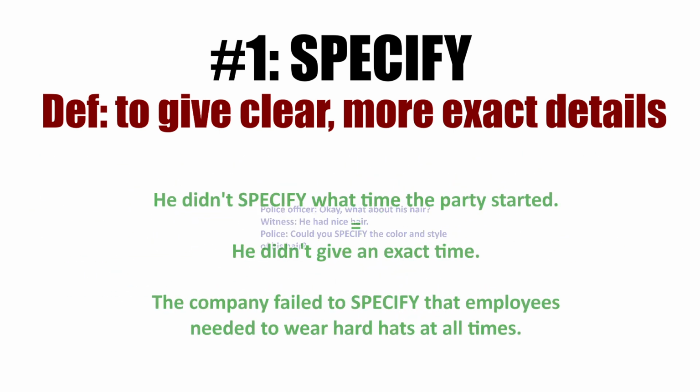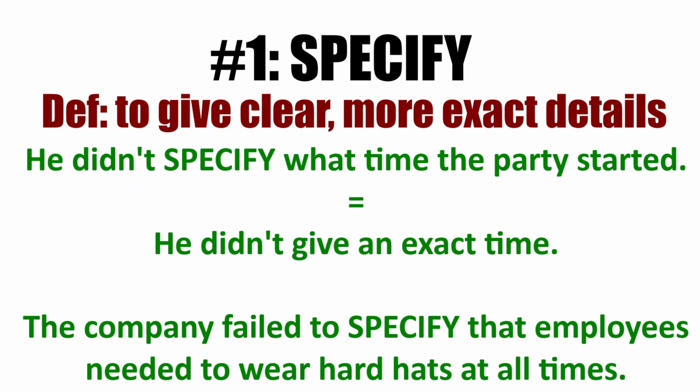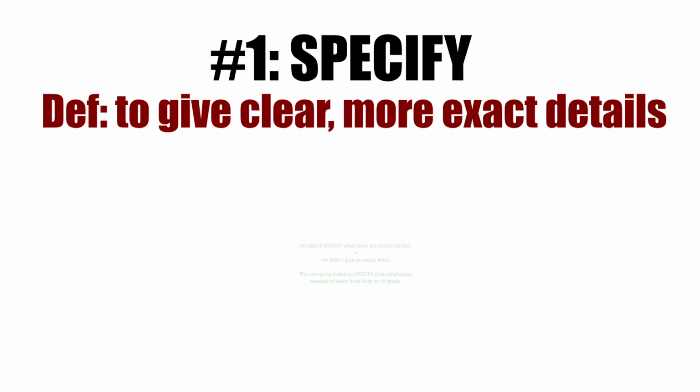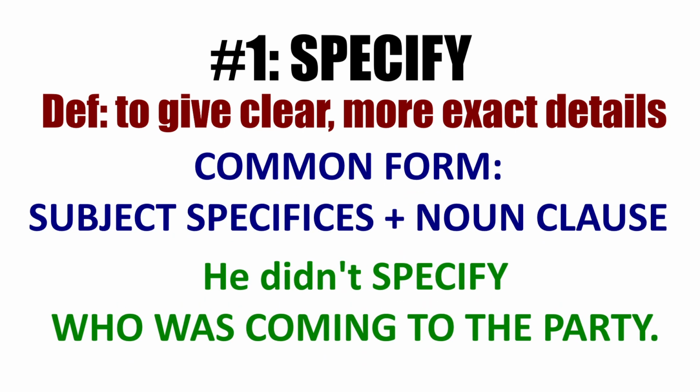Here's an example. He didn't specify what time the party started, so he didn't give the exact time. The company failed to specify that employees needed to wear hard hats at all times, so they didn't give this exact information. So after specify, you're often going to have a noun clause. For example, he didn't specify who was coming to the party.